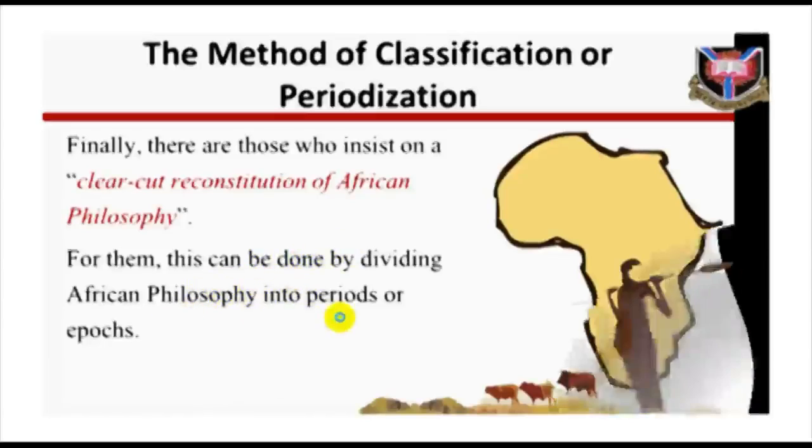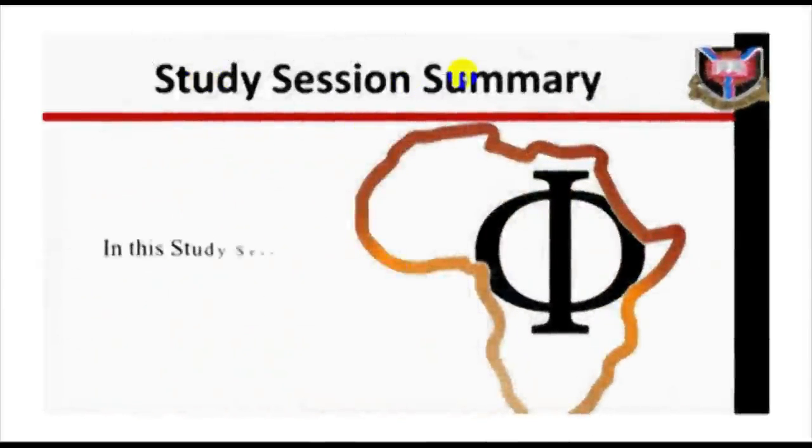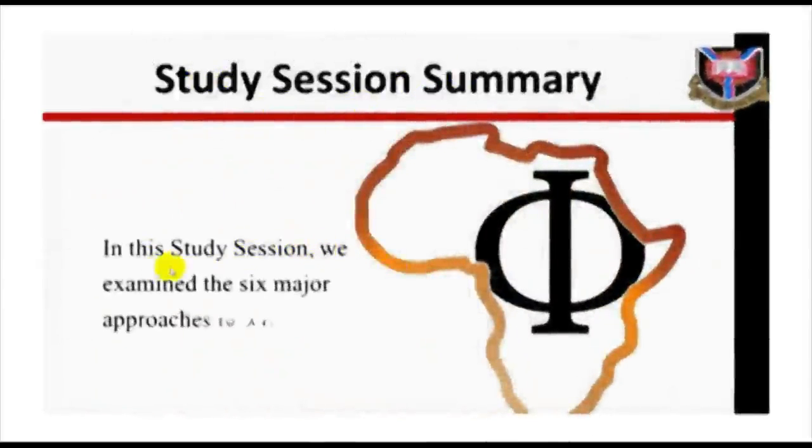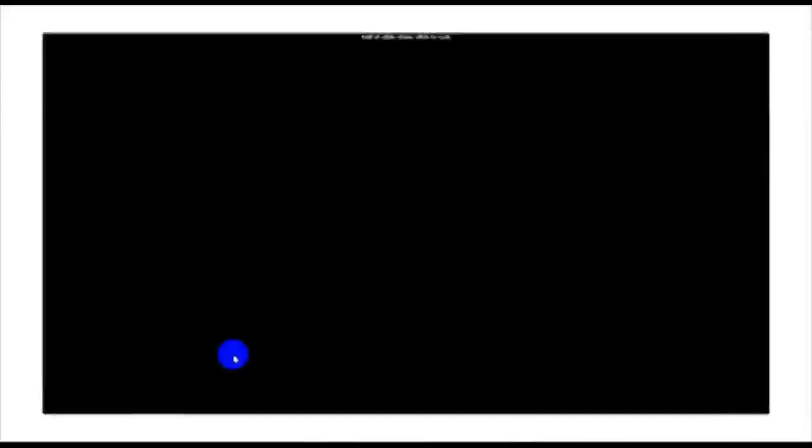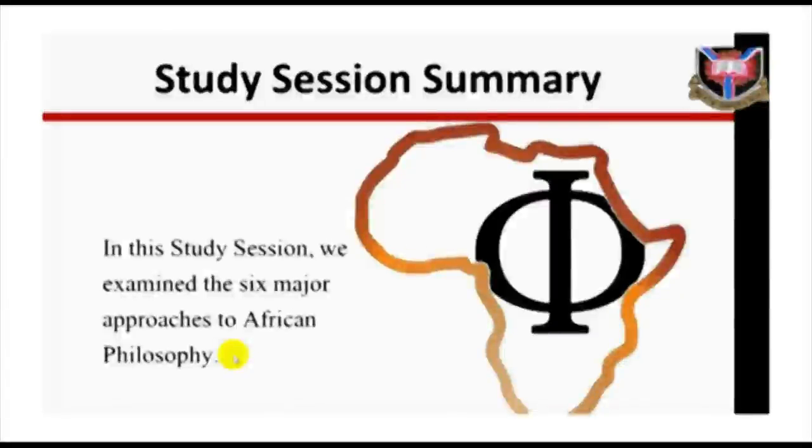Study session summary. In this study session, we examined the six major approaches to African philosophy. They are the traditional intellectual sage approach, the particularist or relevance approach, the universalist or pluralist approach, the language methodology, conceptual decolonization approach, and the method of classification or periodization. End of study session 3.